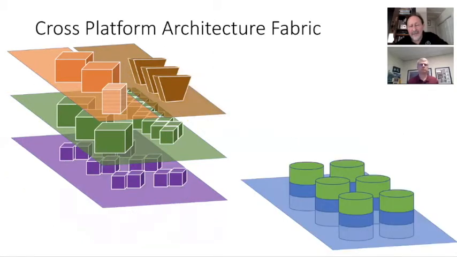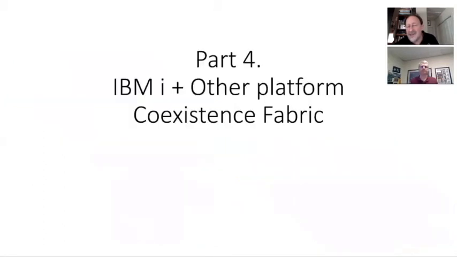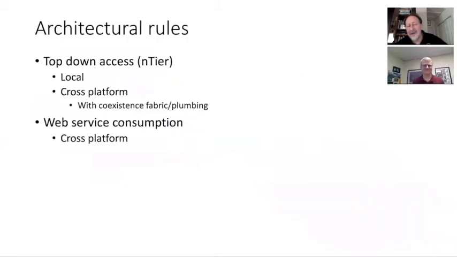And then it may be that we have all of these layers on one platform and then the database on a different one. And we need to be able to communicate there. So we need plumbing between the database access layer and the database. It may be we need plumbing between the business processes layer and the database access layer that are on different platforms. We've got to consider all of these things. And now we come to the IBM i and other platform, which could be IBM i and another IBM i, or it could be IBM i and PACE, which is IBM i.